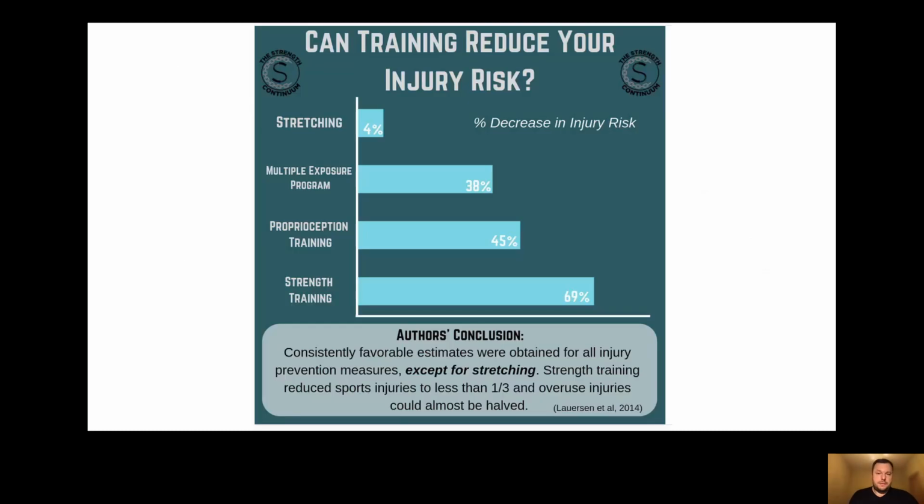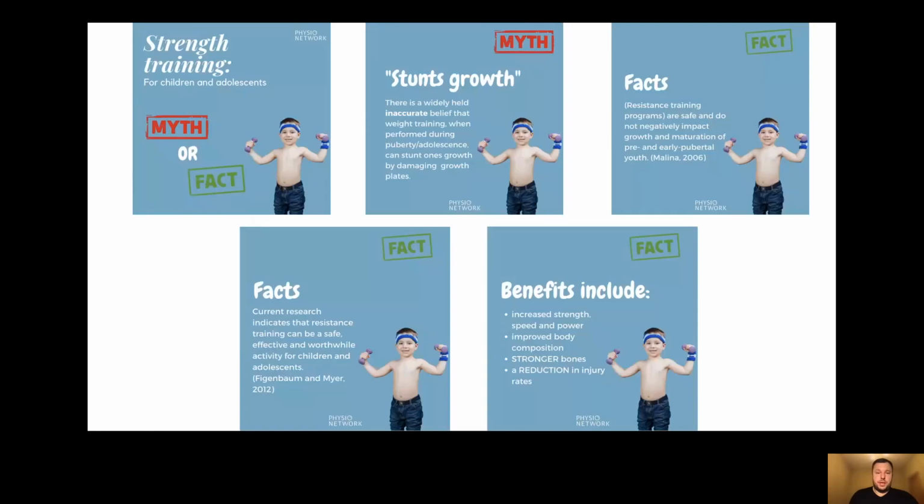We have evidence that strength training, proprioception training is having the biggest impact in reducing injury risk. So it's very important. So it's not stretching, it's not other things. Strength training and proprioception are the main things which need to be trained just to prevent injury.